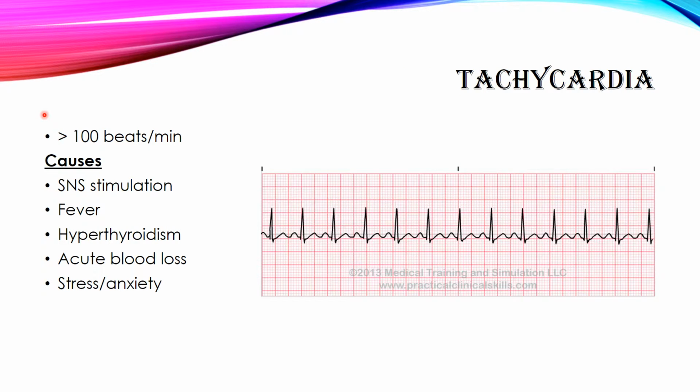Tachycardia is when you have a heart rate of more than 100 beats per minute. The causes could be sympathetic stimulation, fever, hyperthyroidism, acute blood loss, as well as stress or anxiety.